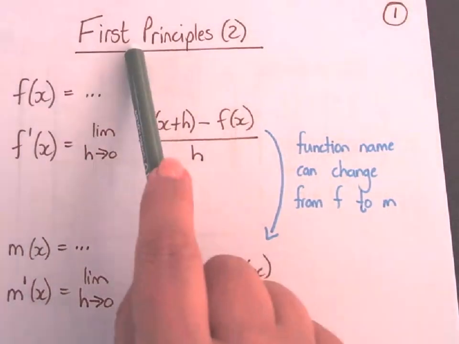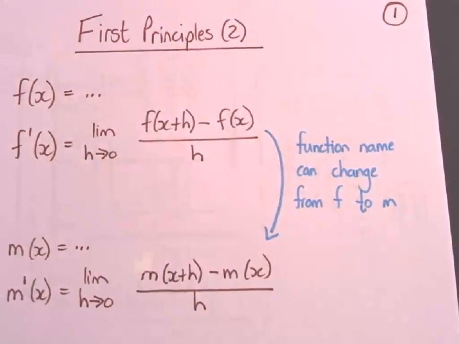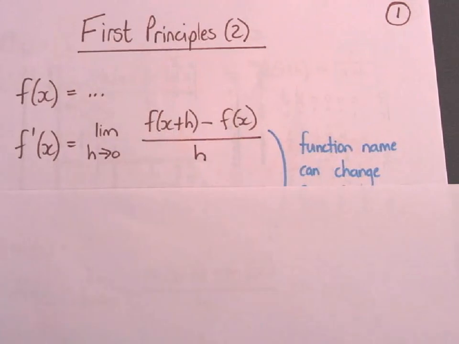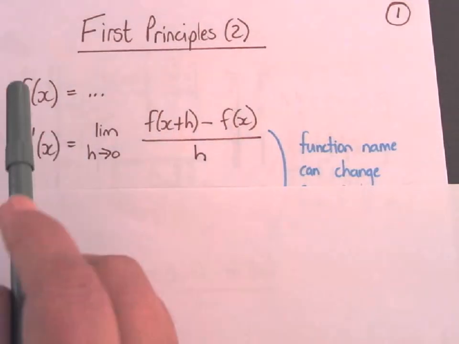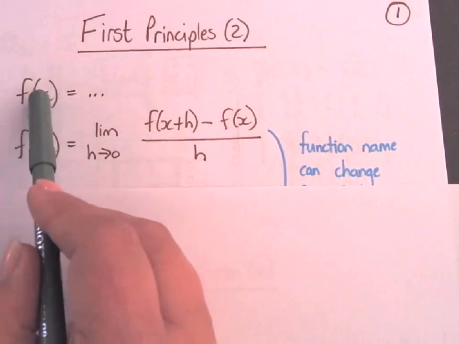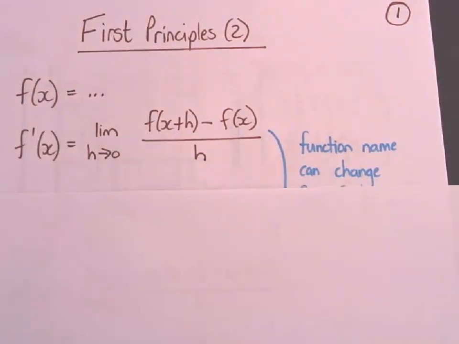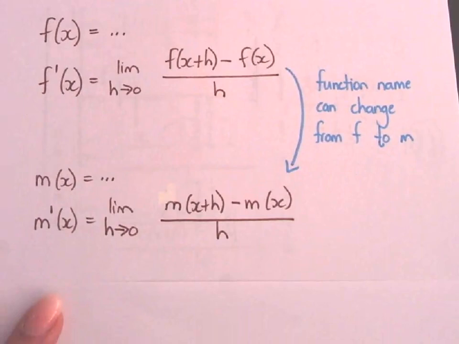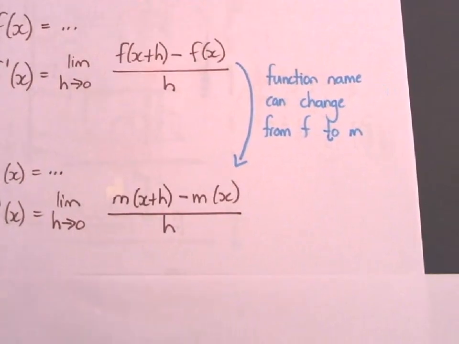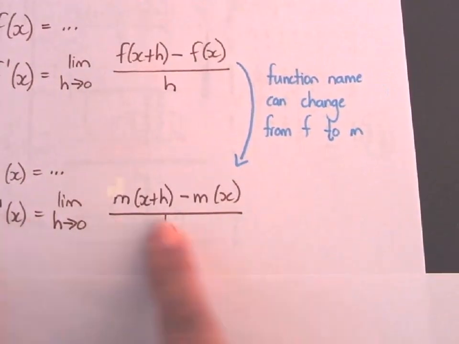Continue with first principles. This is our second lesson on first principles. The first thing I want to show you is that you don't always get your function named f(x). That can change. You can sometimes get one with m(x) or p(x) or k(x) or whatever. And then you must change your notation in the formula.